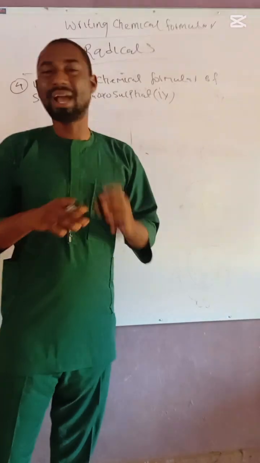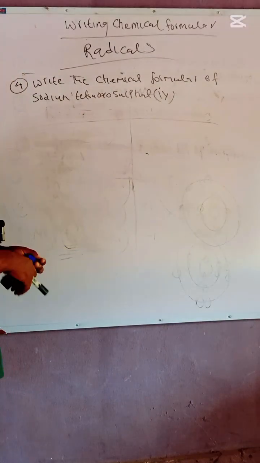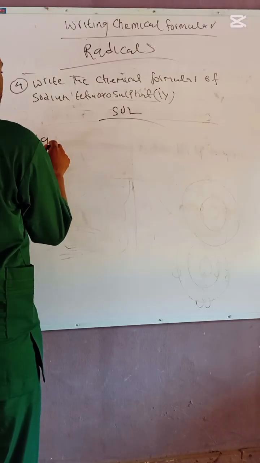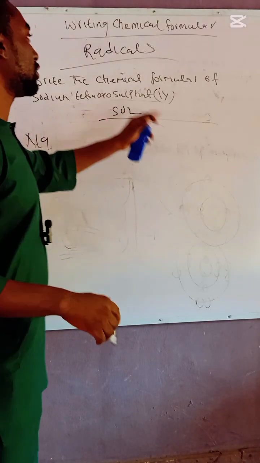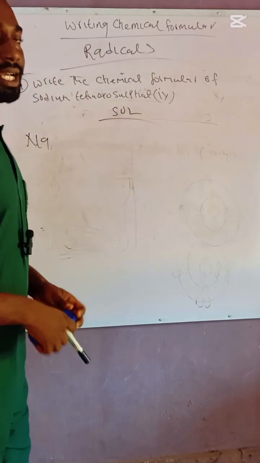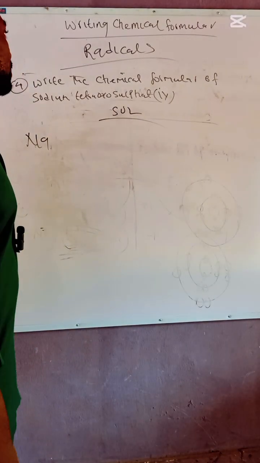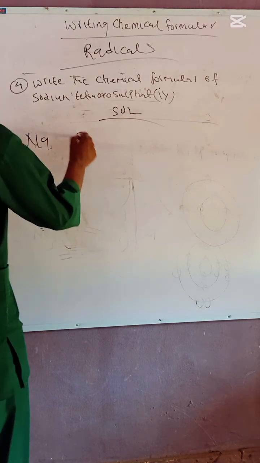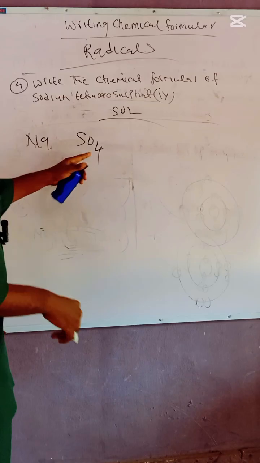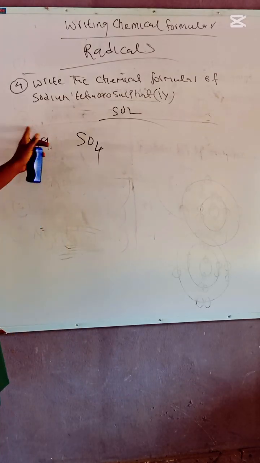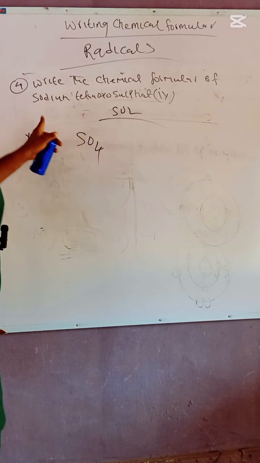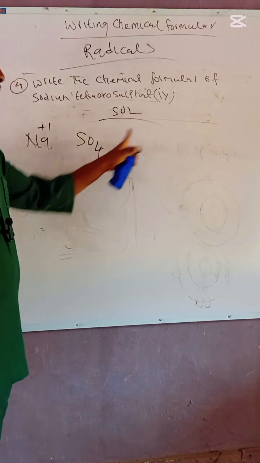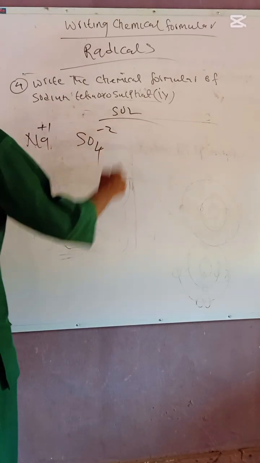As you finish reading the question, don't panic at all. What is the formula for sodium? Na. What is the formula for tetraoxosulfate 6? It is a radical, and we wrote it there: SO4. Then we ask ourselves their oxidation numbers. Sodium is +1. SO4 is -2.